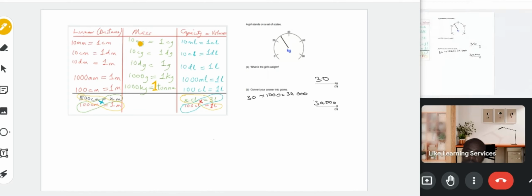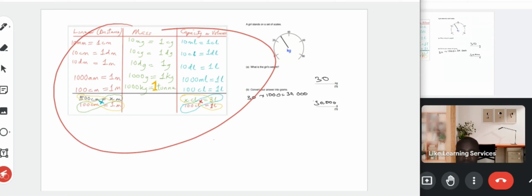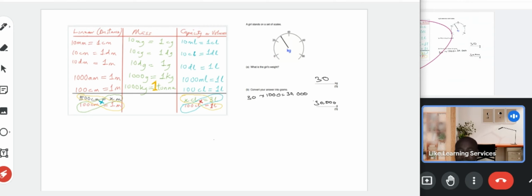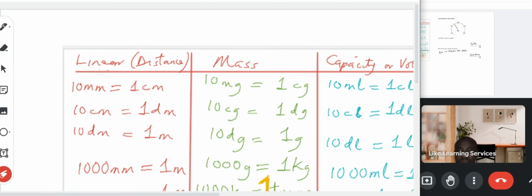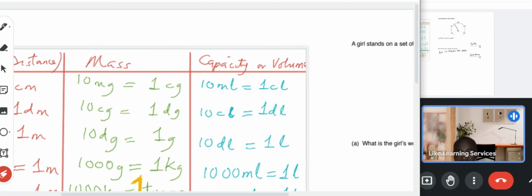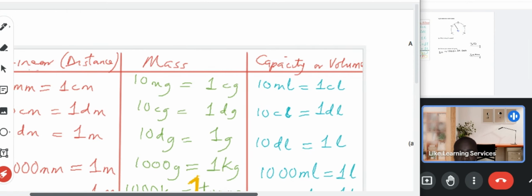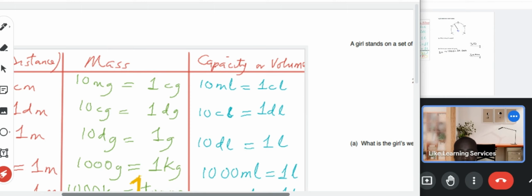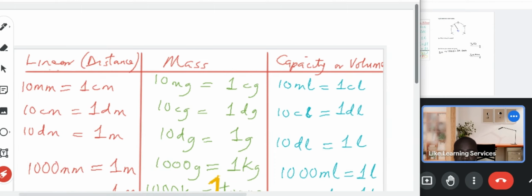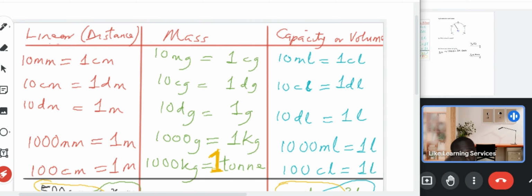Page 16 of 20. Now this is about measurement, as you already know, conversion and units. So the basic thing, and I've noticed that you've applied it, is to use the table. For instance, 10 millimeters make 1 centimeter, 10 centimeters make 1 decimeter, and so on.